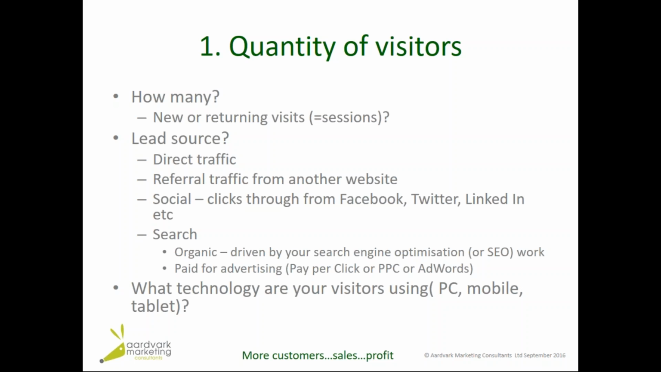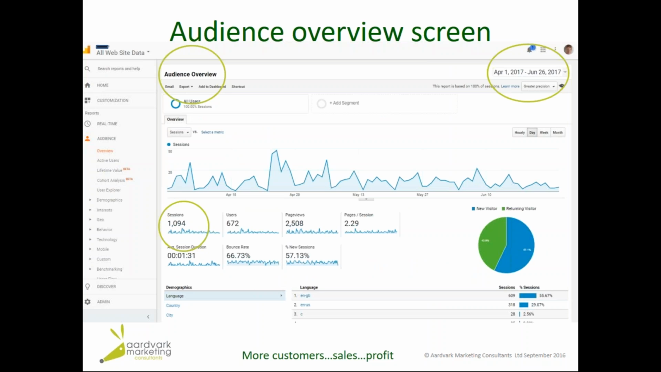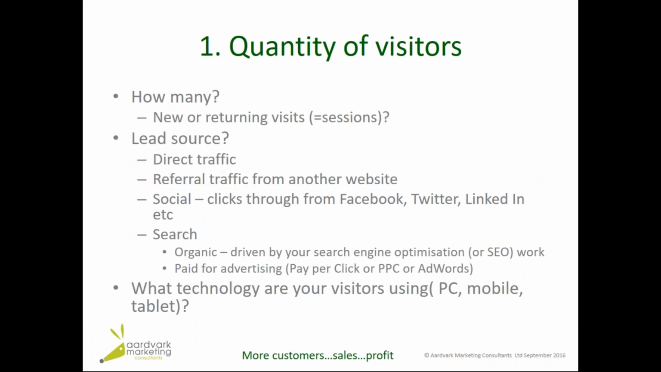Okay, so we've got new or returning visits or sessions. If I go back up a screen, you can see you've got the users, and the new or returning is the bar graph on the right hand side, the green and the blue. A new visitor is somebody who's never been on your website. A returning visitor is somebody that's been on your website previously. So that's where we find that information.